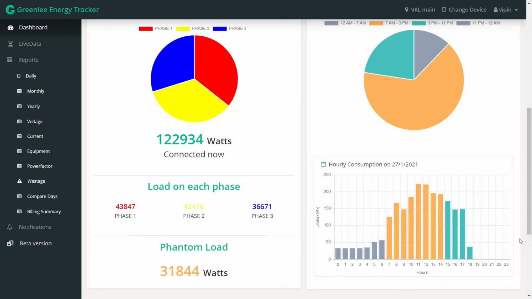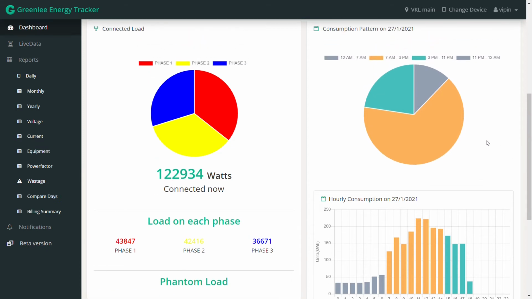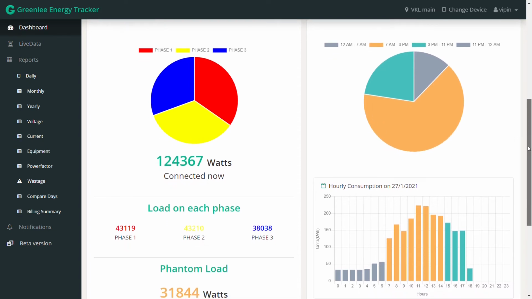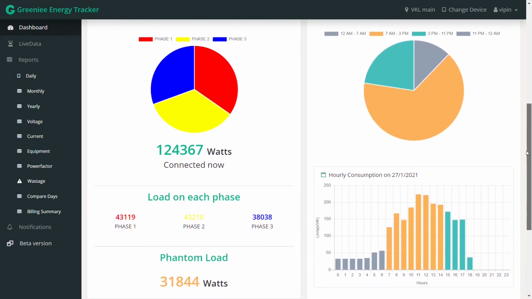On the right hand side, you get the hourly consumption split up for the day. The time slots that you want to monitor, you can configure in different color codes. For example, if you have different shifts, you can configure the shift timing and you can see the tariff or the consumption for each of the shifts. Many of our customers do shift level monitoring.